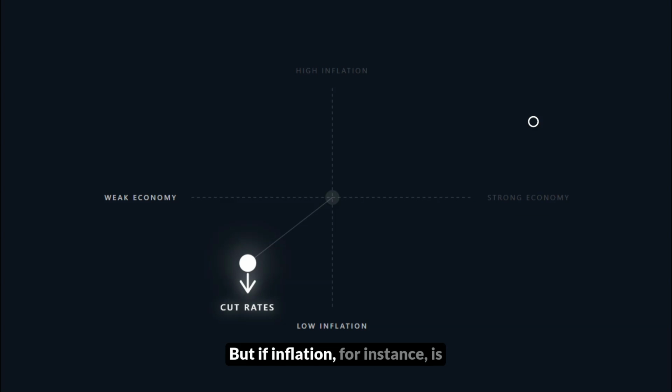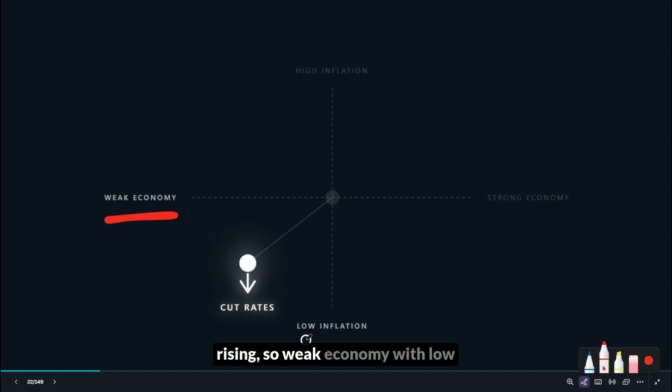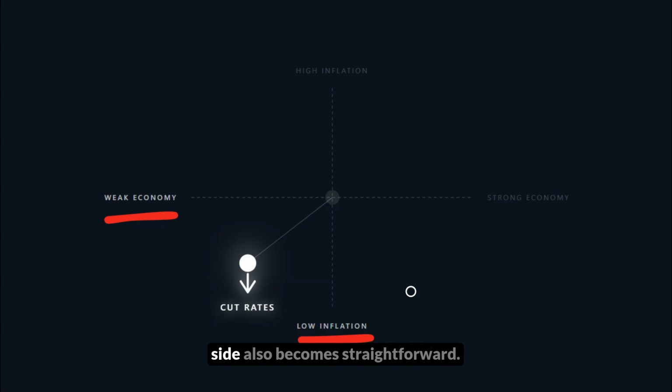But if inflation, for instance, is falling with unemployment rising, so a weak economy with low inflation, well, the choice on this side also becomes straightforward. The bank can eventually cut interest rates because it has less inflation pressure. They're not concerned with the inflation side of the mandate. Maybe actually they're concerned with the fact that inflation is too low and the economy is also weak. So they need to cut interest rates to support the economy. These are the two straightforward scenarios.